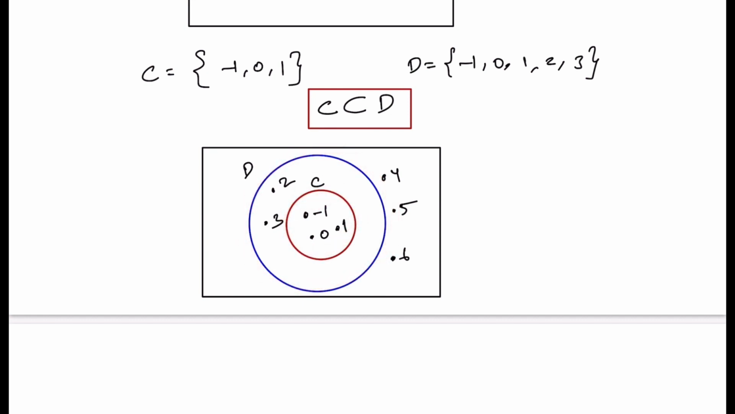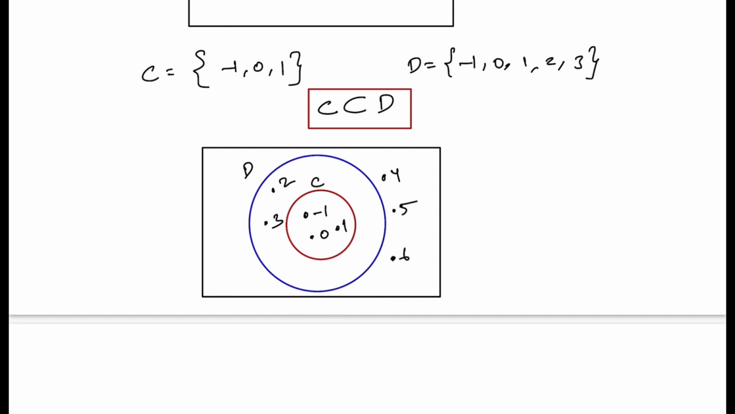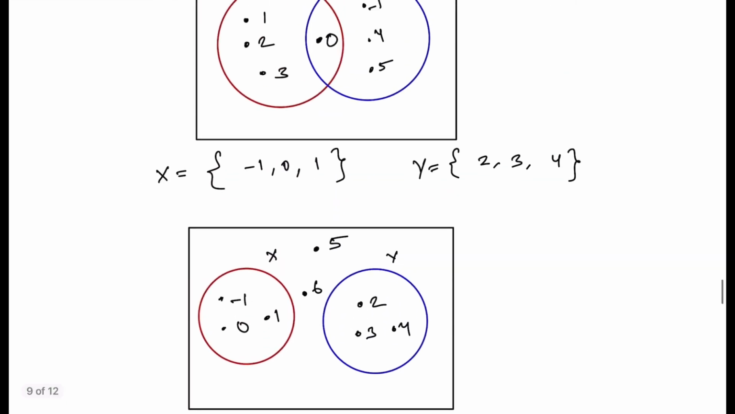Now if you check here properly, this is the region of D. D के अंदर में कौन सा एलिमेंट है? 2, 3, -1, 0, 1. Correct. This is the region of C, इसके अंदर में क्या है? -1, 0, 1. Okay, and what are the remaining elements that do not belong to C and D? 4, 5 and 6.